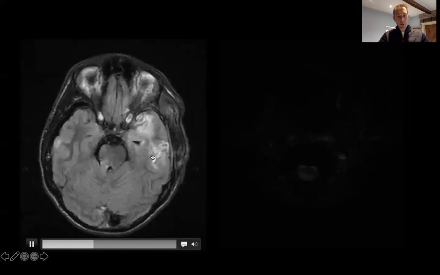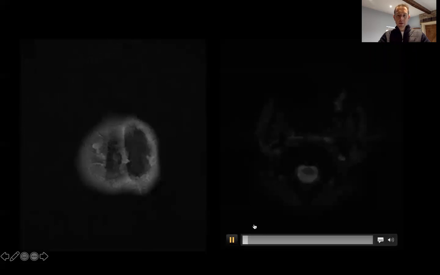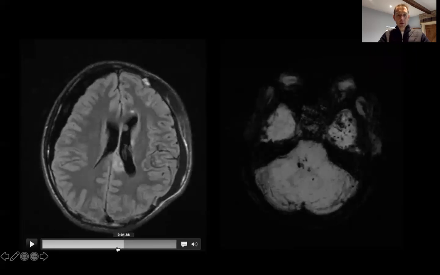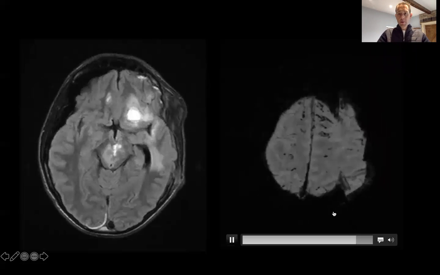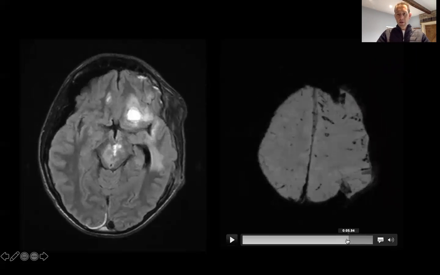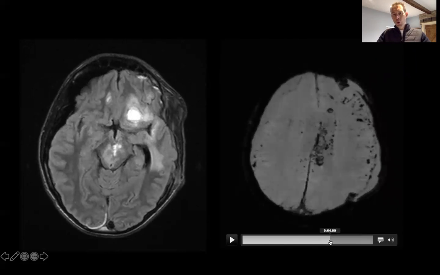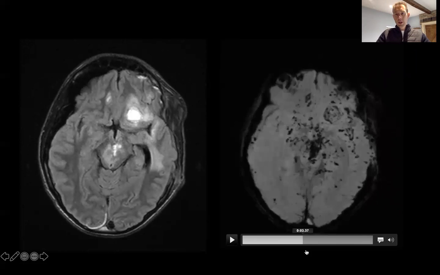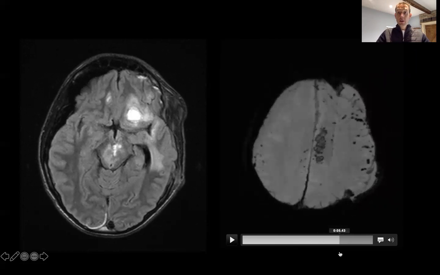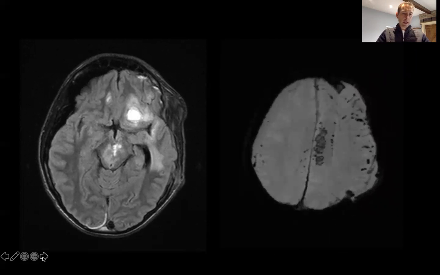So here we've got the FLAIR sequence and a susceptibility-weighted sequence of somebody with a grade 3 diffuse axonal injury. You can see the brainstem involvement. As you go back through the susceptibility-weighted imaging, you'll see the corpus callosum involvement, and then down the brainstem and cerebellar peduncles. So this is a really quite marked diffuse axonal injury.